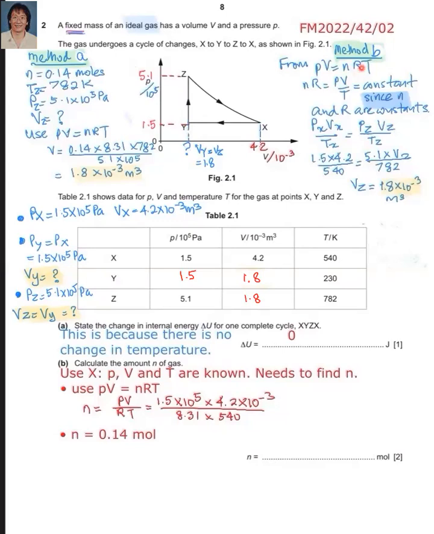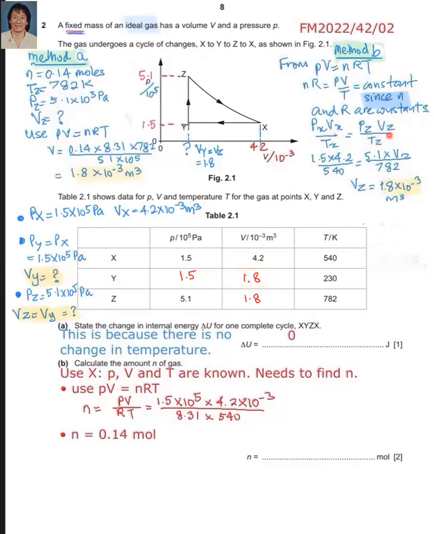But this time we rearrange the formula. PV over T is nR. nR is a constant because n and R are constant. Therefore, your PV over T is a constant. So you can say that the PV over T at X is the same as the PV over T at your Z.